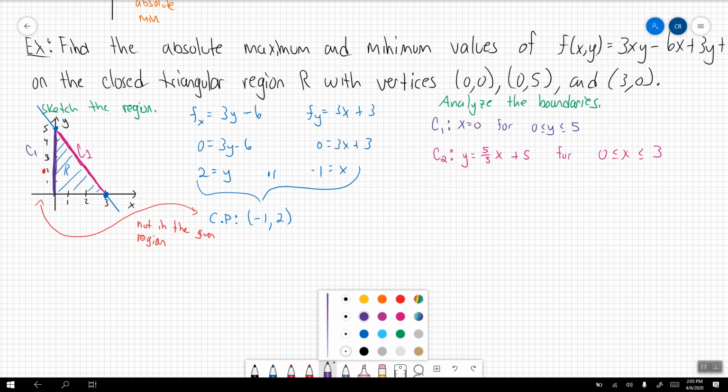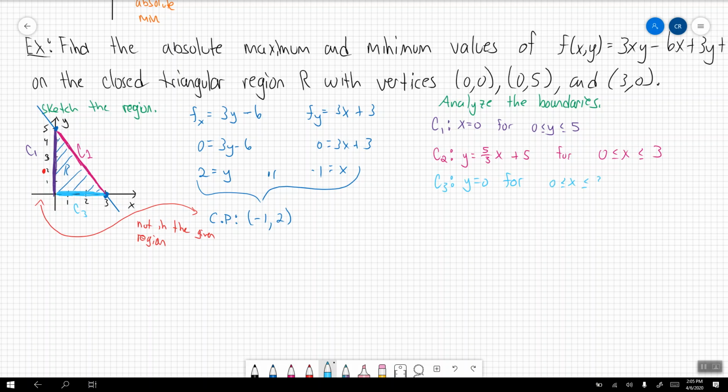Next curve. The next curve that I have, let's see, what color do I want to use? I don't want to use green. Let's use light blue. So this is the last curve that we want here. That's curve number 3. Curve number 3, the equation for that is y is equal to 0, but that only works for the x values that are bounded between 0 and 3. There we are. So this is all that we need. We need to test these boundaries.